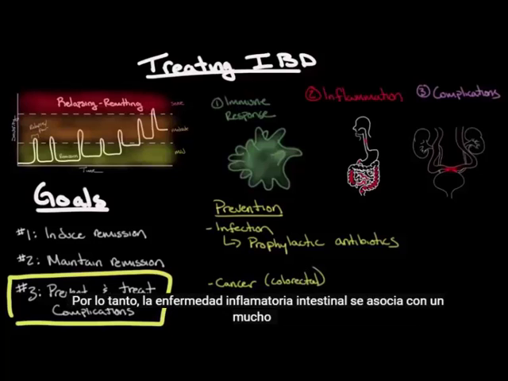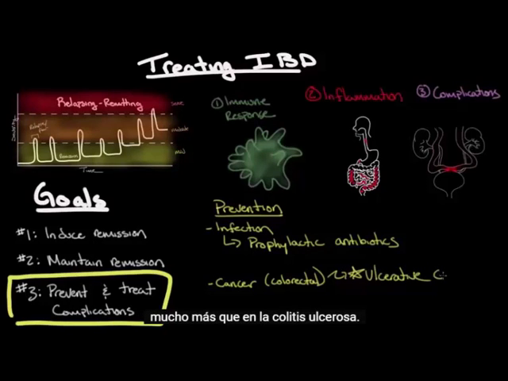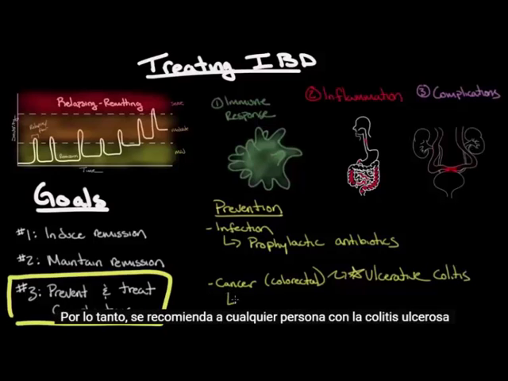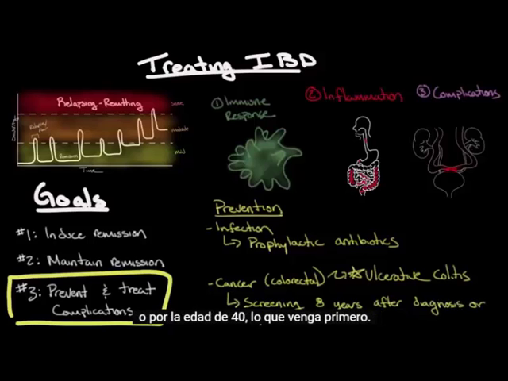So inflammatory bowel disease is associated with a much higher risk of developing colorectal cancer. Now, it's higher for both Crohn's disease and ulcerative colitis, but it's significantly higher, much more so in ulcerative colitis. So anyone with ulcerative colitis is recommended to start having routine colorectal screening with a colonoscopy starting 8 years after they're diagnosed with ulcerative colitis or by the age of 40, whatever comes first.